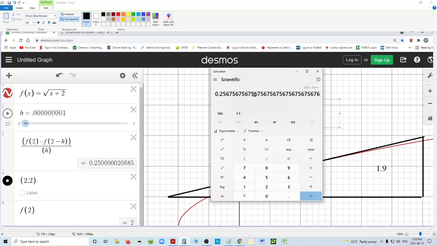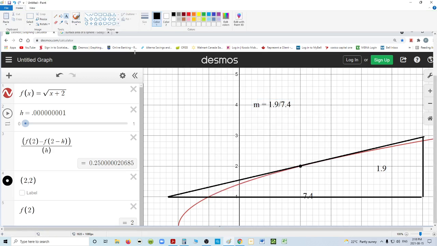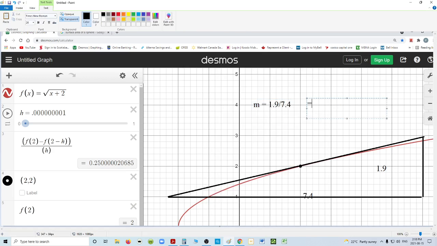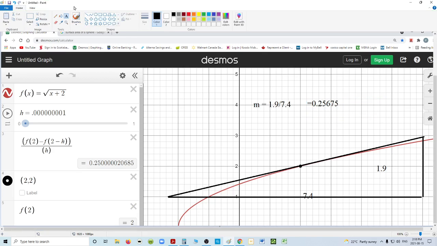So we get a very small slope, and it's equal to that. And it's repeating. So 2, 5, 6, 7, 5, 6, 7, 5, 6, 7, 5. So the 6, 7, 5 is repeating. And when you have three numbers repeating, you just put a solid line across all three.